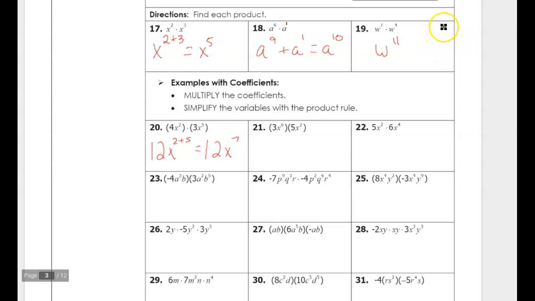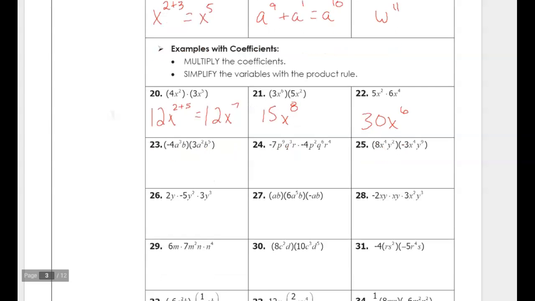We start to fly through these pretty quick. 5 times 3 is 15. 6 plus 2 is 8. 5 times 6 is 30. And 2 plus 4 is 6. But now they get a little trickier here. I'll do one more here. Negative 4 times 3 is negative 12. And then 3 plus 2 is a to the 5th. And then 1 plus 5 is b to the 6th.